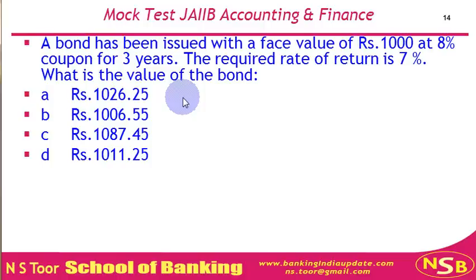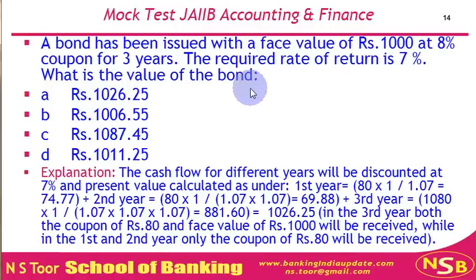And how to calculate the value? So the coupon rate is 8%. This means the coupon amount will be 80 rupees. 8% of 1000 is 80 rupees. And this will be received for 3 years. In the last year, along with the coupon, the face value of the bond shall be received. And the current rate of interest is 7%. Now we shall make the calculation of the value of the bond.